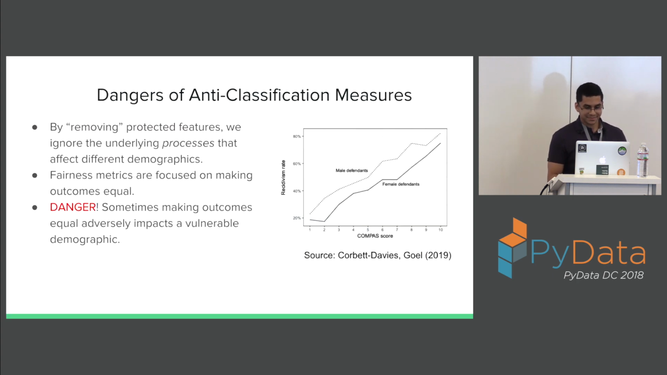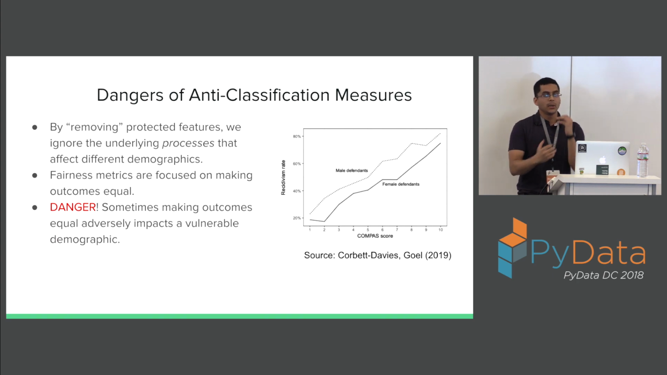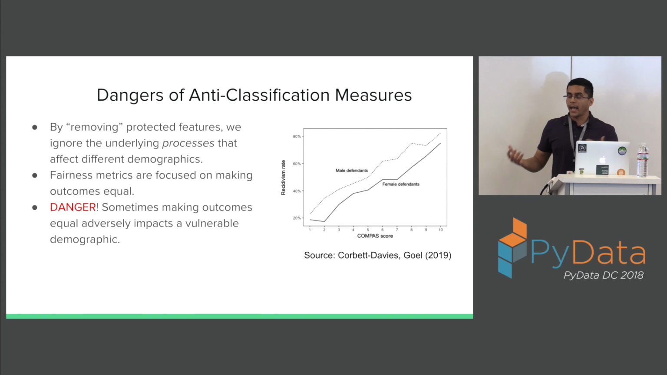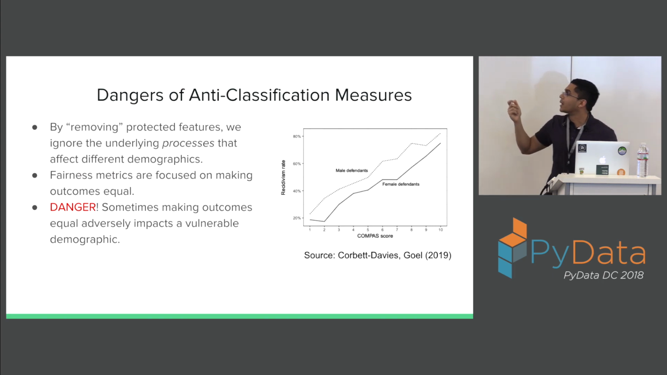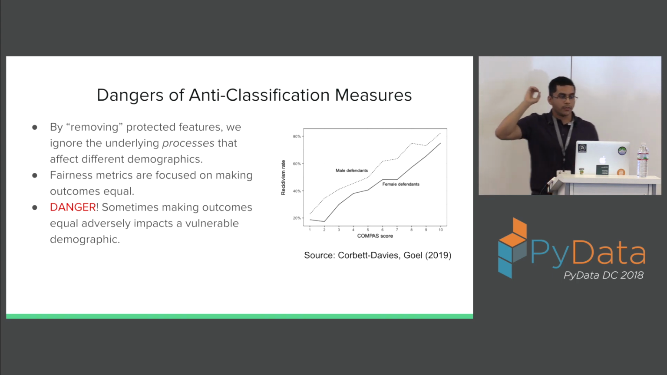Yeah. And so what's the big danger of relying too heavily on these anti-classification measures? By removing the protected features, we ignore the underlying processes that affect these different groups. The key thing is that fairness is a process property. We want people to be treated fairly. When we look at these fairness metrics, and this is something I'll be harping on through the rest of the talk, they are focused on making the outcomes equal. And those are two different things.